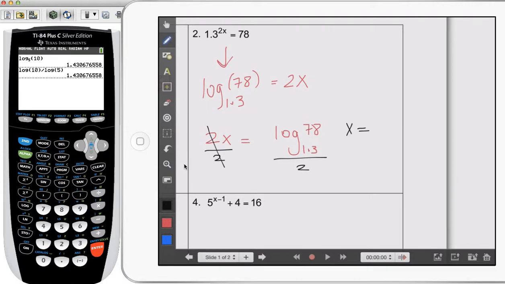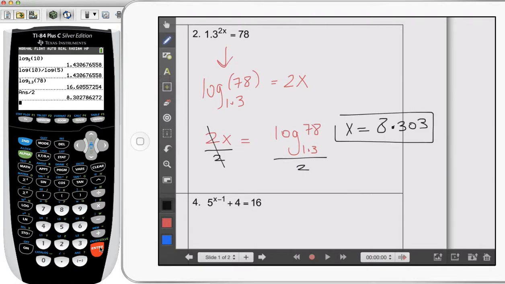So let's find that. You can go to math and then to log base. Find out what this is equal to, and then this would be it, and then you divide by 2, because x is going to be whatever that is divided by 2. And remember, keep rounding as a last step. Round to the nearest thousandth, so that's going to be 8.303.